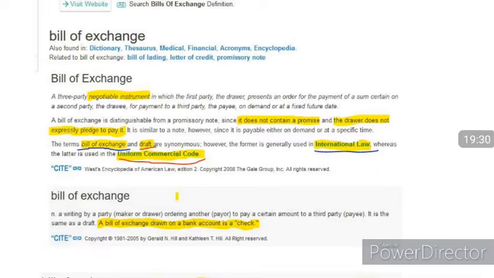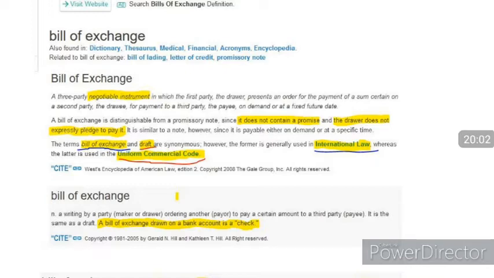It does not contain a promise. The drawer does not expressly pledge to pay it. That's what a bill of exchange is. So this is how it differs from a promissory note or check. It doesn't contain a promise, and the drawer does not expressly pledge to pay it. I don't know if y'all understood what I said, but we're just going to keep going on.